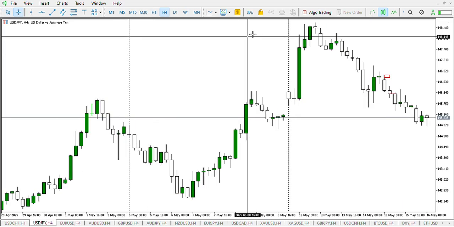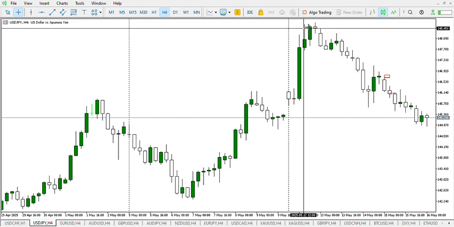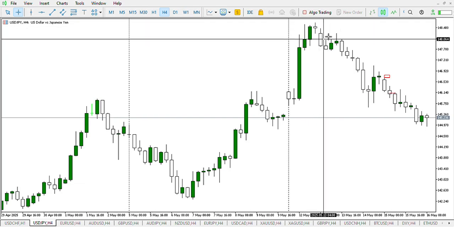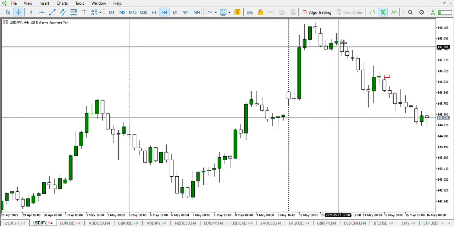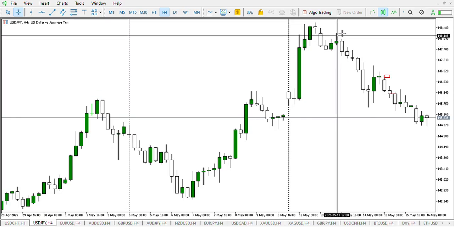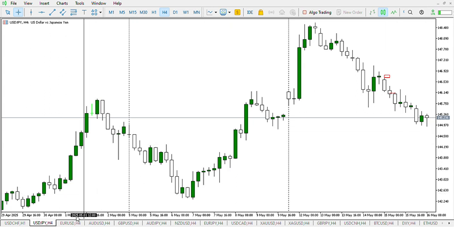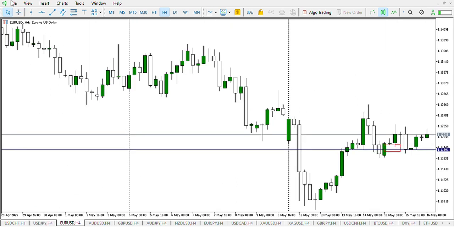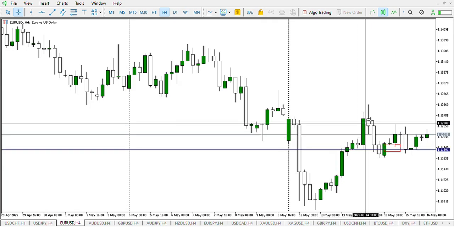Let's just go to USD JPY. Right here you can see buying pressure, selling pressure, and you can see the market is in a good condition to sell. You see the market sold to this zone. Right here buying pressure, selling pressure, and you can see how the market sold down to this zone. So it's that simple. You can see on Euro USD, what do you have here? We have selling pressure, buying pressure. You can see the market bought up here.